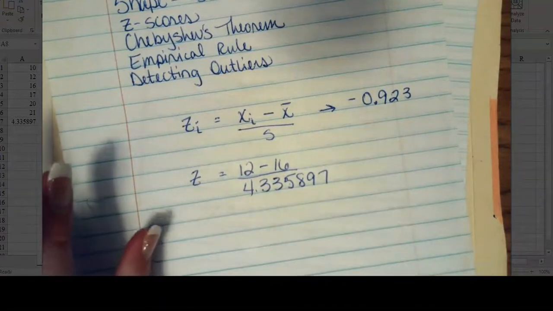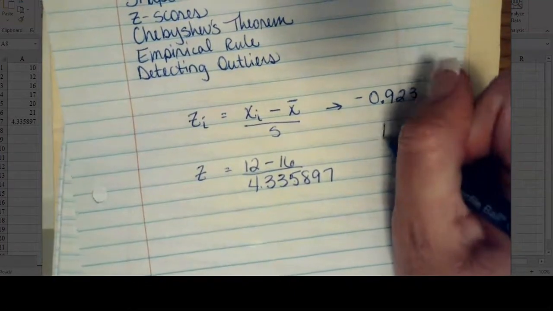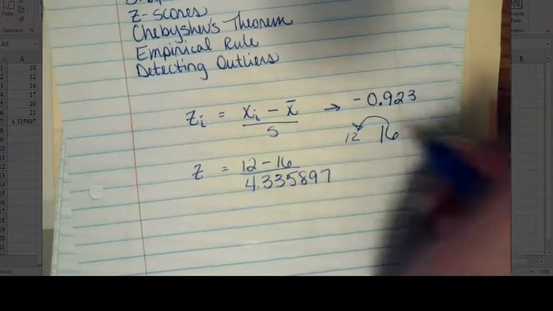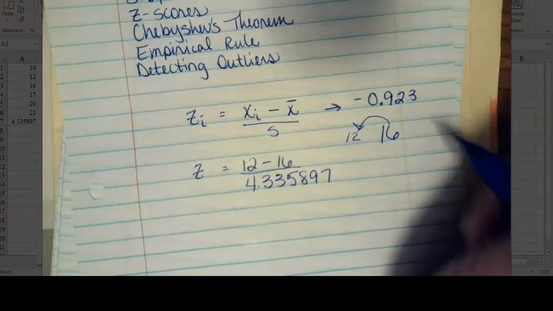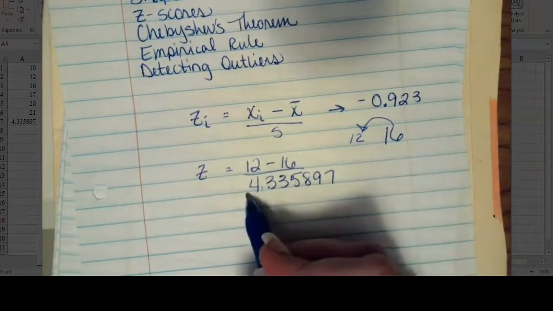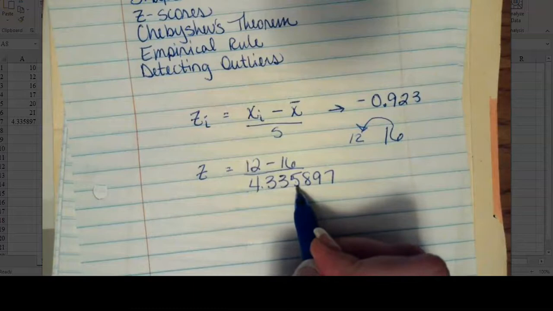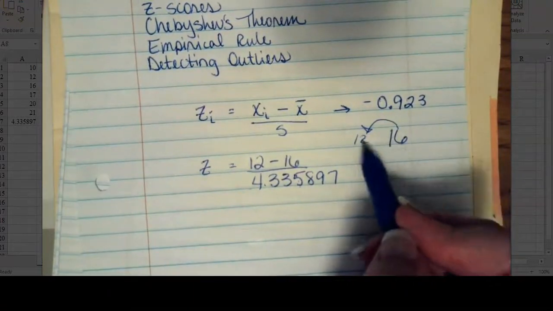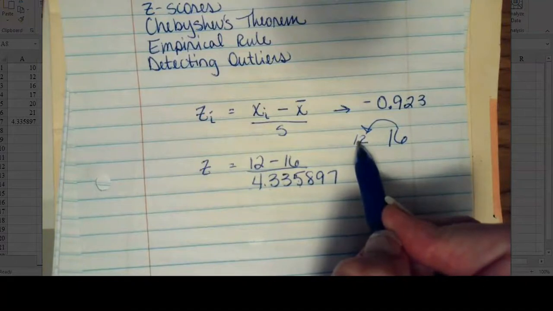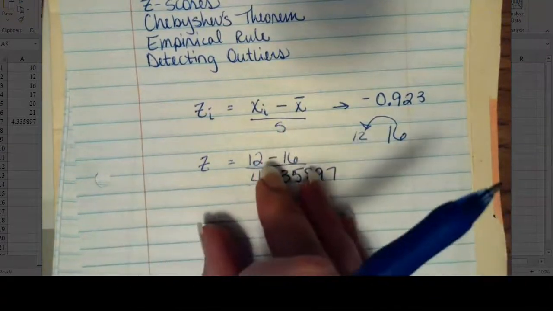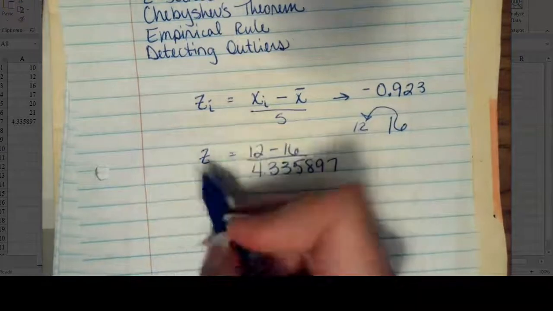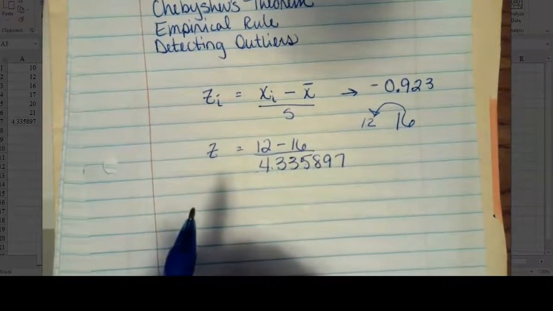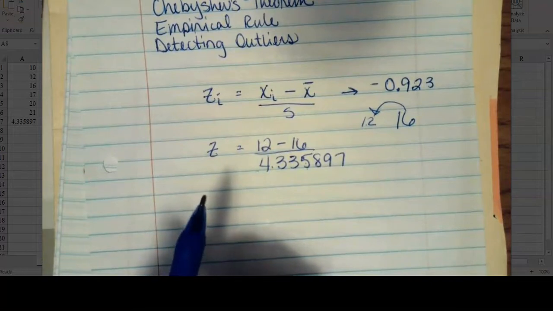So let's think about that for a second. If the mean was 16 and I'm referring to a data point of 12, my standard deviation was 4.336. So I'm getting pretty close, because this is 4 units away. What we're doing is converting this. My z-score is going to tell me how many standard deviations away I am from the mean.